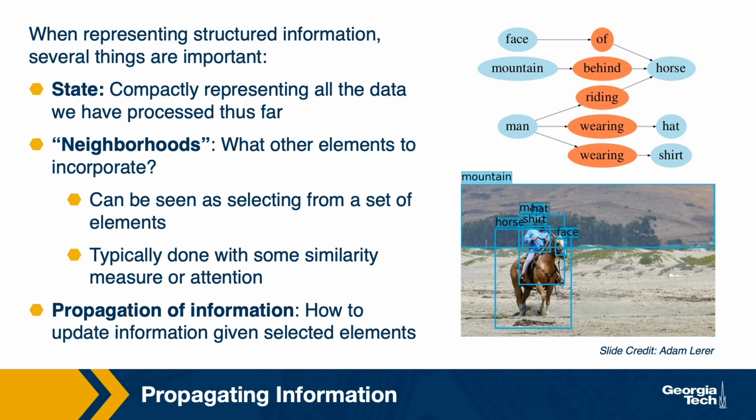We then have things like neighborhoods, which represent what other elements to incorporate. These are the edges in the graph. For example, should a man and a horse be connected for this image? And if so, through what relationship? Typically, we do things like similarity relationships, although in this case, you can also see other things like spatial relationships or verbs that one element is performing on the other. And then once we have the nodes and the relationships, that is the edges, we can propagate information.